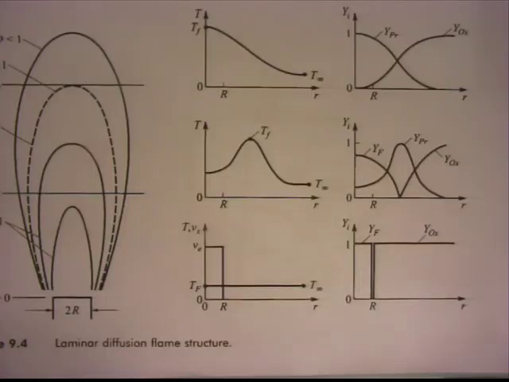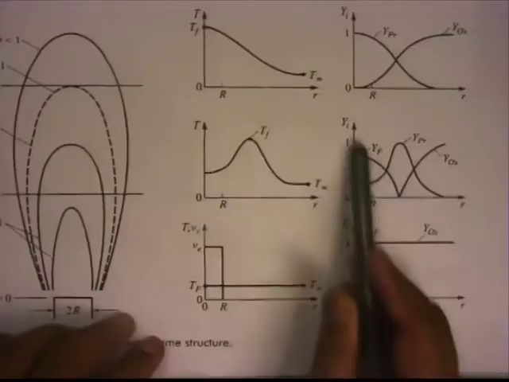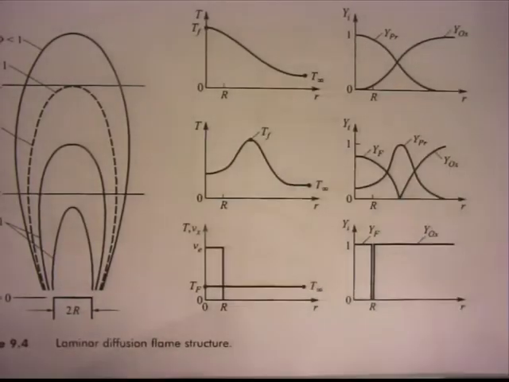But I mean, who is consuming that fuel and who is consuming that oxidizer? This fuel is getting consumed and oxidizer is getting consumed. Who is consuming them? Product is not consuming, right? Products are getting produced. Flame. Flame is consuming this.